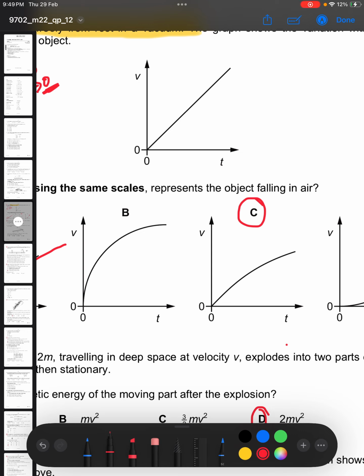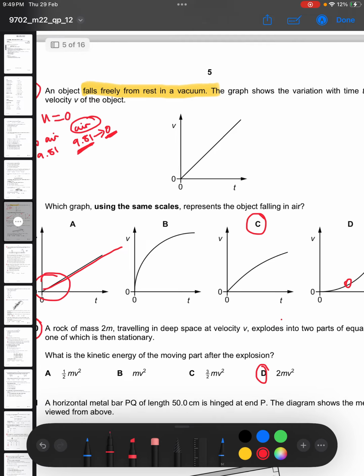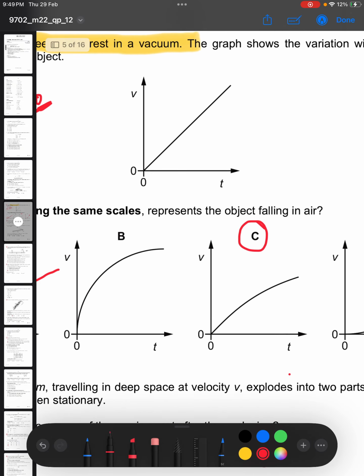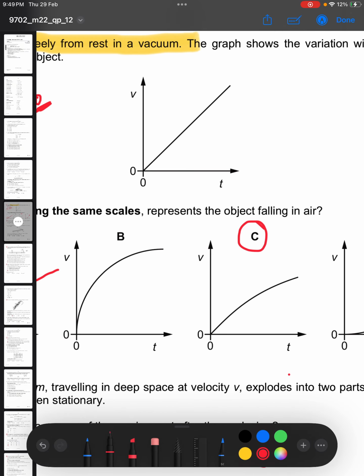Now, the point is that it does not have to become exactly 0, but the gradient must be decreasing. So we have two options, this one and this one, B and C. Both of them seem pretty similar. The question then becomes, which one is the answer? The answer is C, and we shall explain why the answer is C.